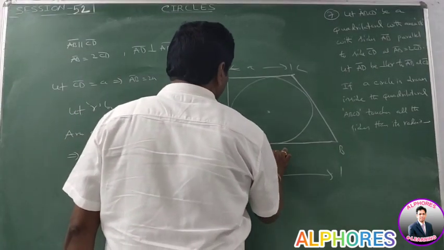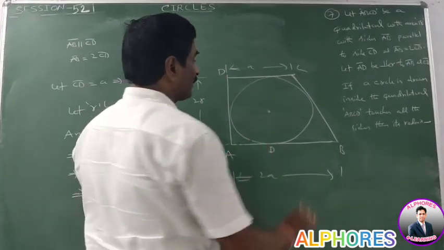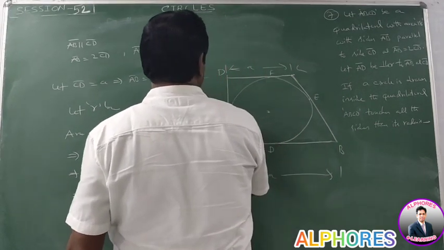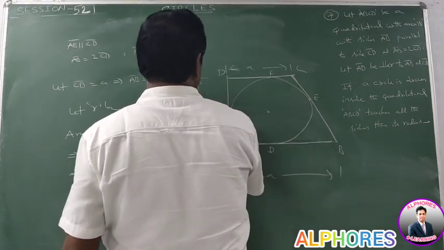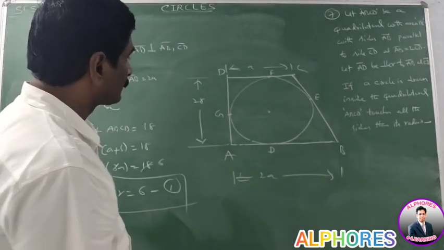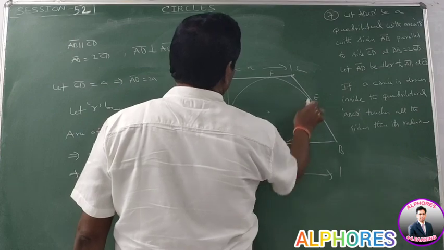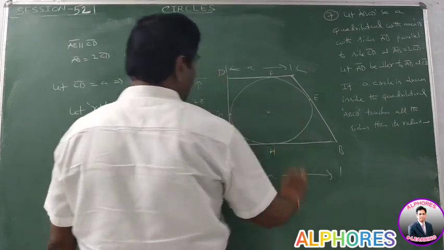Say this value is D, the point of contact is D, this is E, this point of contact is E, this is F, this is D, E, F, G. Say this value is G. D already, this is E, F, G, H. Say this value is H. Okay.